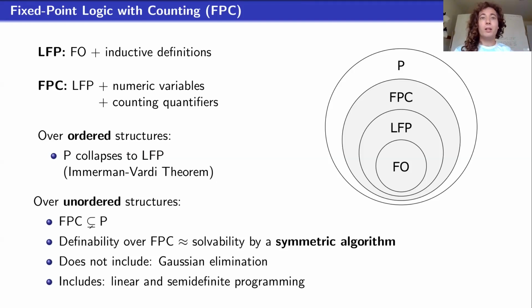So for example, Gaussian elimination is a classic thing that FPC is not capable of doing, because in that algorithm, you have to repeatedly choose a pivot row and column. And you can't do that symmetrically. It's an arbitrary choice. So FPC captures what you can do without making arbitrary choices. It's one of those logics. And it includes a lot of powerful algorithmic techniques, such as linear and semi-definite programming.